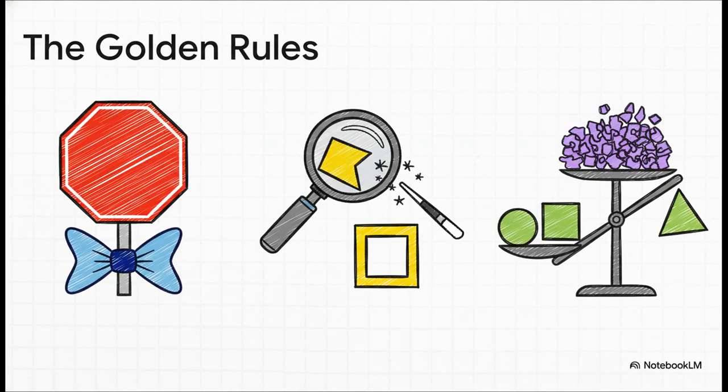And if you walk away with nothing else, please remember these 3 golden rules. Rule number 1, never, ever, ever accept a negative Jacobian. That is the hard stop. Rule 2, when you're cleaning up a mesh, focus on improving skewness and orthogonal quality. That's where you get the biggest bang for your buck on accuracy.